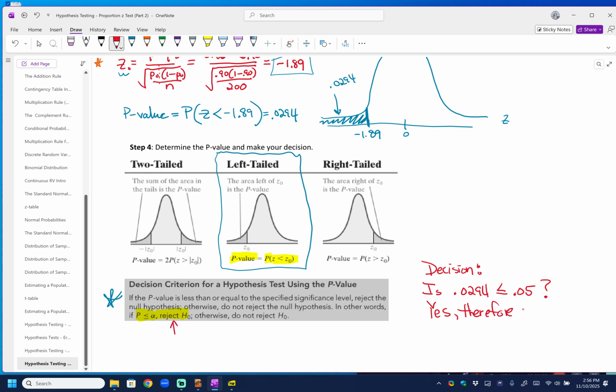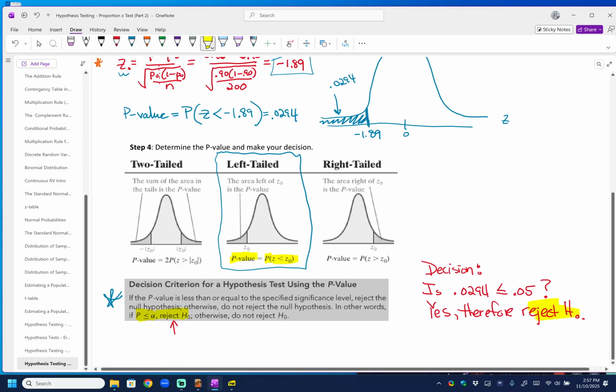We reject H naught. And if you recall, we rejected H naught in the previous example as well, using the critical value method, which is what you would expect. It's the same problem and the same scenario of values for the variables. So therefore, again, we reject H naught because the p-value is less than or equal to our alpha.